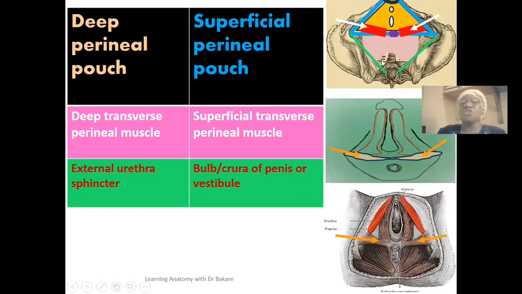Also, in addition to the deep transverse perineal muscle, in the deep perineal pouch, we have the external urethral sphincter. So let's go back to this upper image. This is where we have the configuration of the deep perineal pouch. We already highlighted here in this image the deep transverse perineal muscle that is highlighted here in red. In addition to the deep transverse perineal muscle, we have the external urethral sphincter, and this is what is highlighted here in gray.